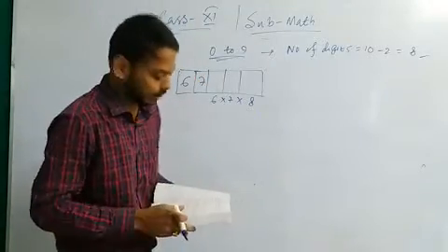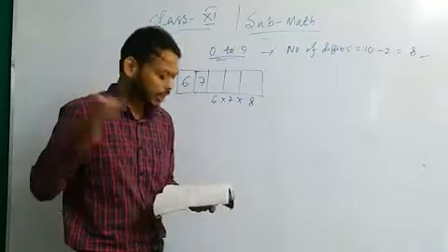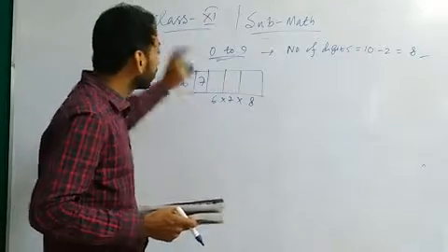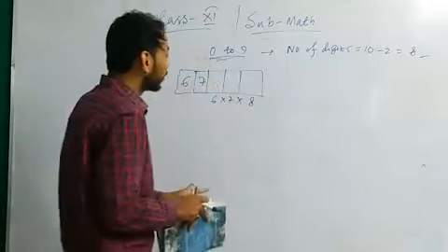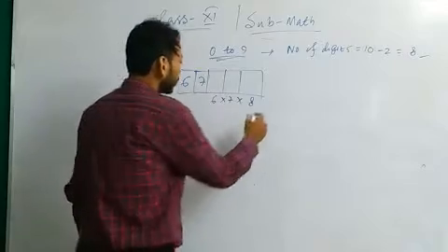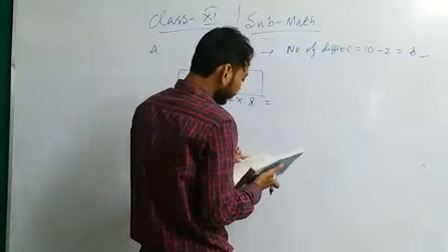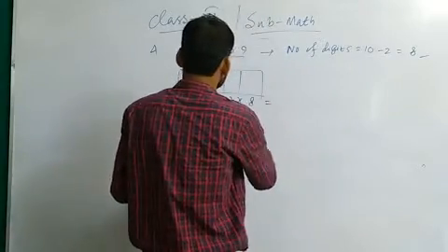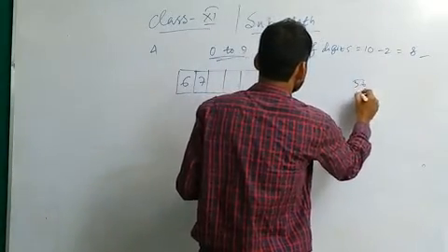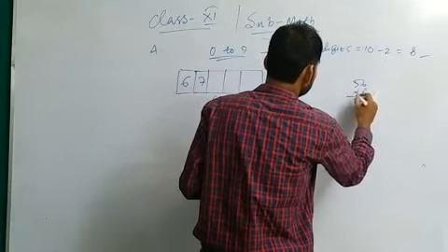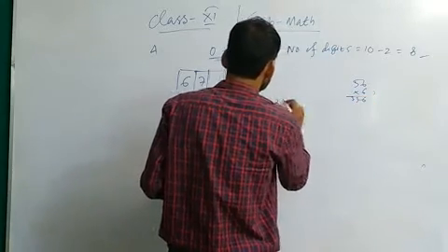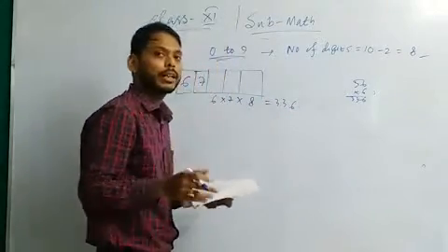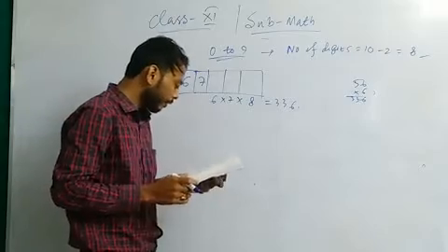Two important cases: repetition is allowed, and repetition is not allowed. Here in this problem repetition is not allowed. That means 8 into 7 into 6, which will give you 336. So in 336 ways you can make the telephone number that started with 67.